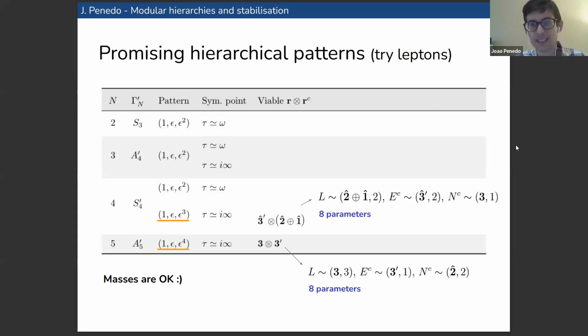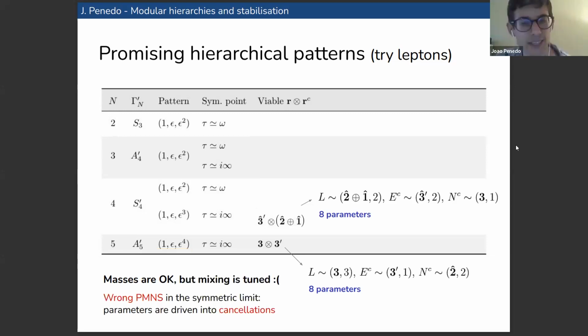But we went to look closer, and despite the fact that you can fit, we find that there is a fine-tuning. So we would get the correct PMNS, but then we would try to change a bit the parameters, and everything would be mixed and not matching the data. So what was happening is that we were not getting a good enough PMNS in the symmetric limits. So we were relying on cancellations, fine-tuning to get the fits.